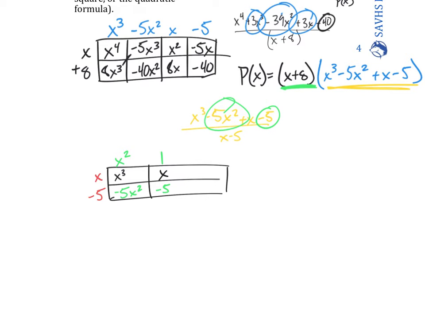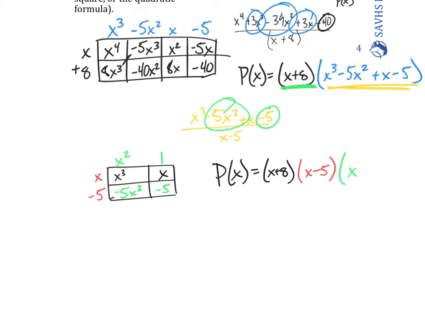So now I'm done with the division, and I can erase some of the box. So I can erase all of this stuff and just close this off like this. Okay, what am I left with? I want to rewrite p of x as, well, I had my x plus 8, and then I have my x minus 5. And then what's left at the very end is x squared plus 1.